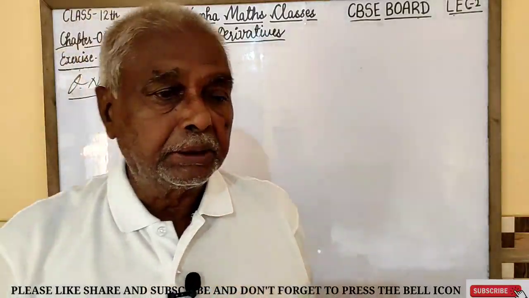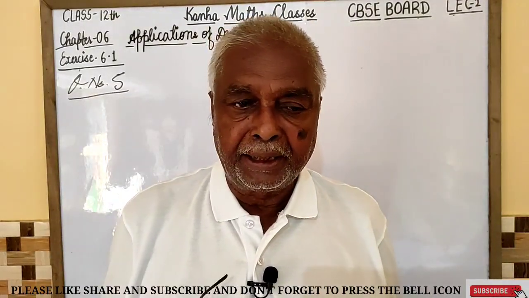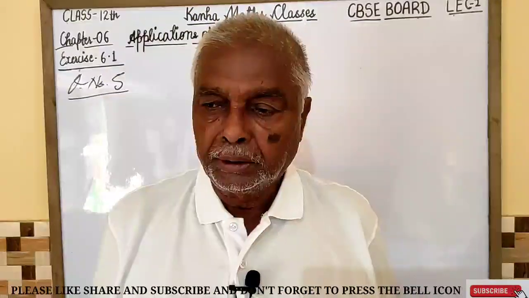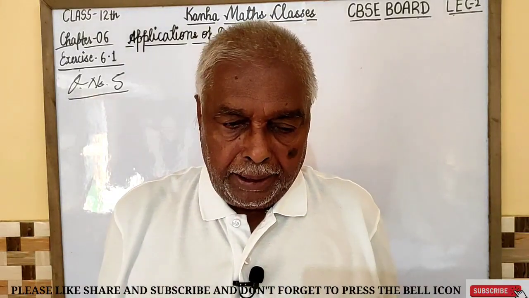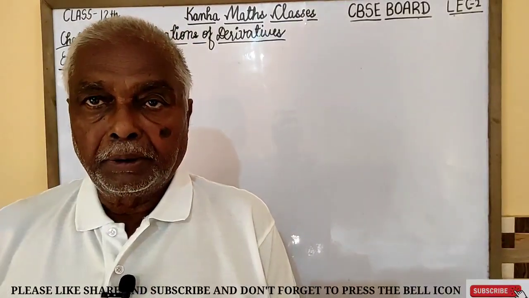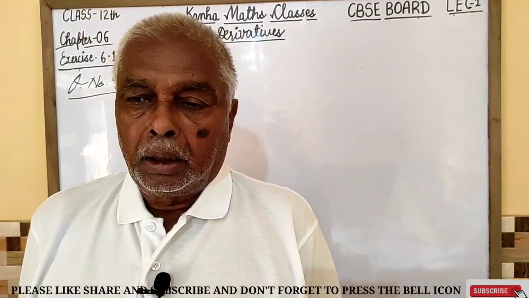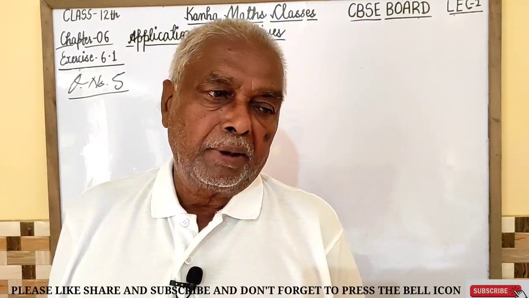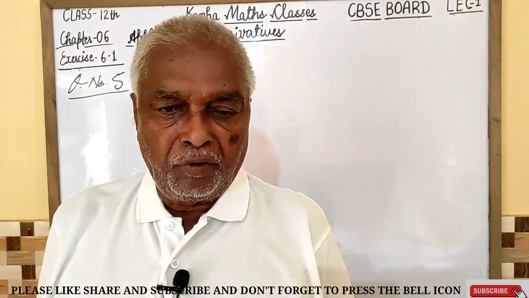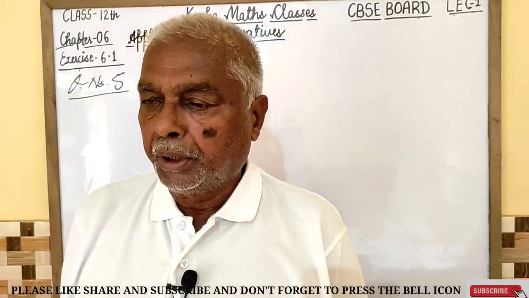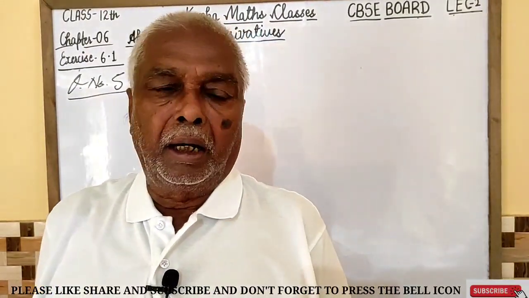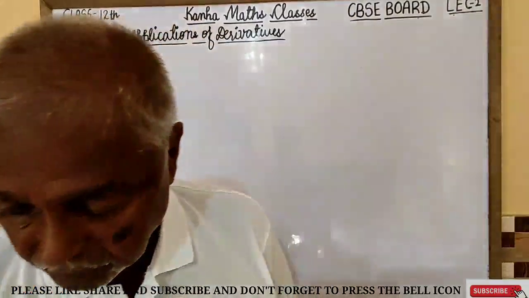Question number 5 is: a stone is dropped in a quiet lake and circular waves arise out of the stone, and the velocity of the wave is given. Out of these circumstances circular waves are created in the lake, and we have to find the rate of increase of the area of the circular waves in the lake. Hence, we will start.